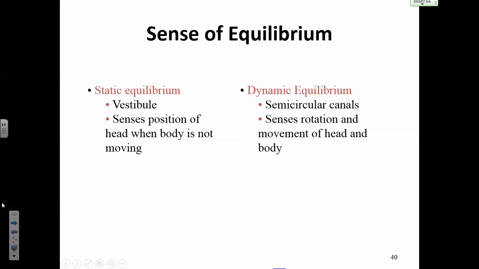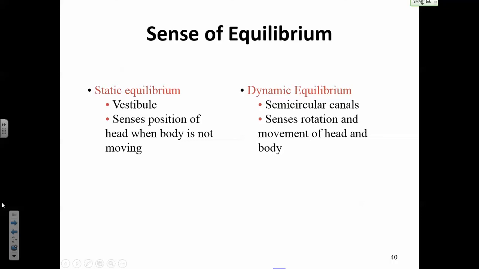Okay, we're going to finish up today looking at the fourth sense, equilibrium. The receptors for equilibrium are also located in the ear. They're just not in the cochlea. They're in the other parts of that inner ear. We all know we have a sense of equilibrium or balance, but you may not realize you have two kinds of equilibrium. There's static equilibrium and there's dynamic equilibrium. Static equilibrium is what's keeping you in balance when your head's not moving around.